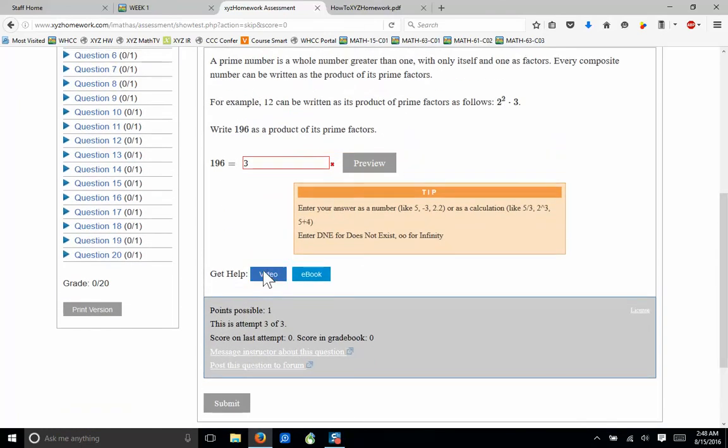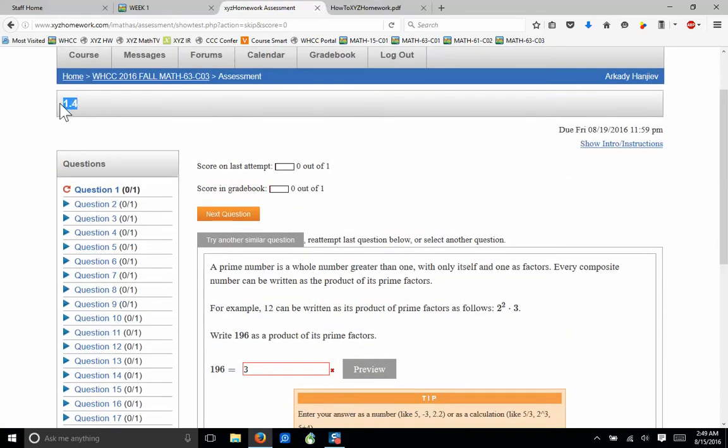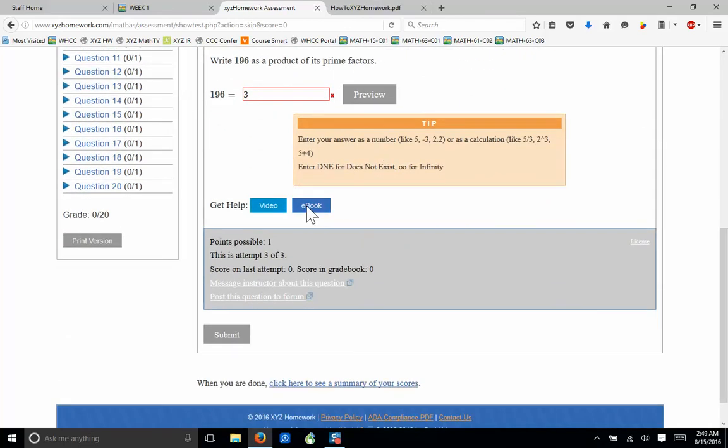You can go to the video, and the videos sometimes help. Sometimes they're right on the question, sometimes a little bit off. So you click on the ebook, which we'll get to in just a bit here. You'll go to the ebook and it'll go to the section that you're working in. And so if we're working on 1.4, it'll take you to the section of 1.4.